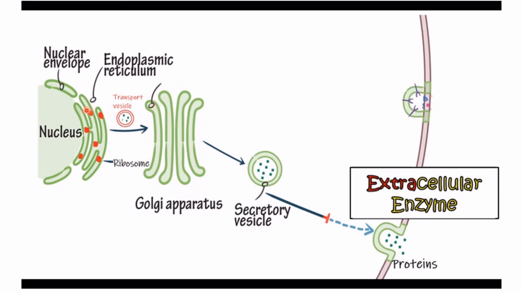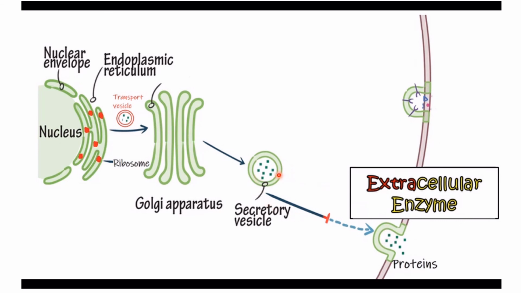Now when we look at the extracellular enzymes, they are produced in the same way. The only difference is at the site of the Golgi body. Instead of budding off and being released from the Golgi body directly into the cytosol, the proteins, when they are released from the Golgi body, are again retained within a vesicle. This vesicle is exactly like the transport vesicle, but now it is called a secretory vesicle.